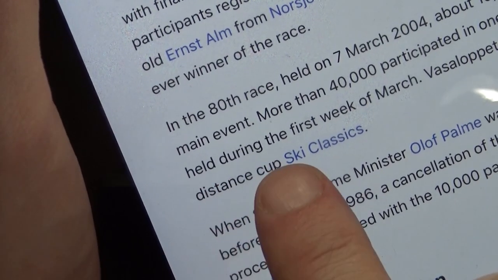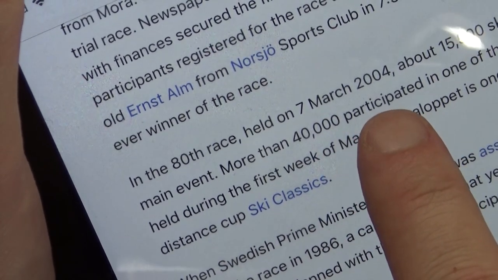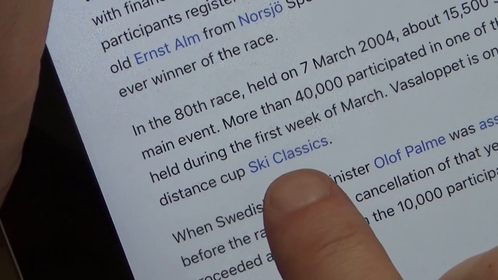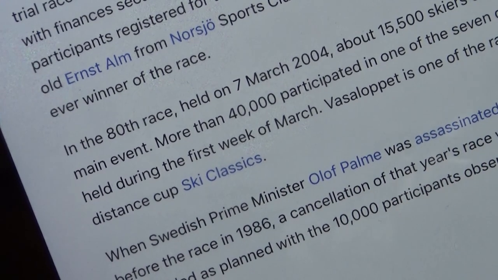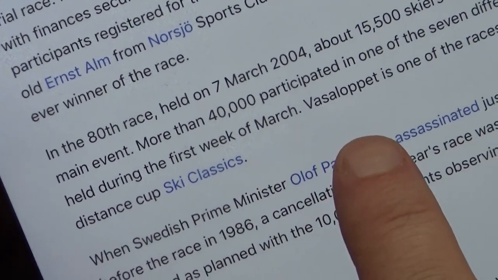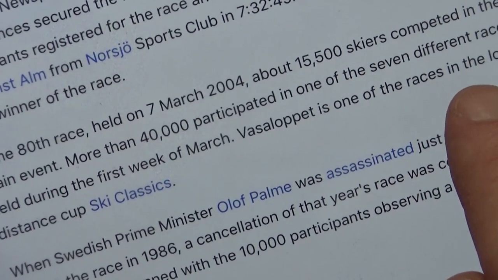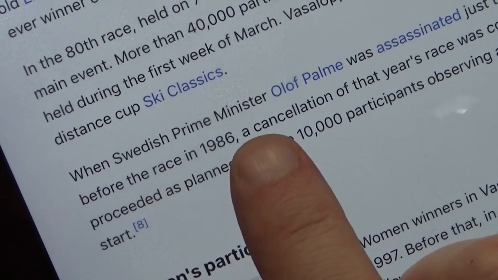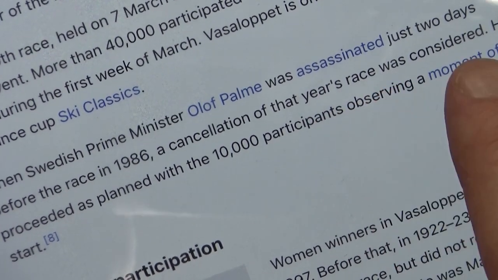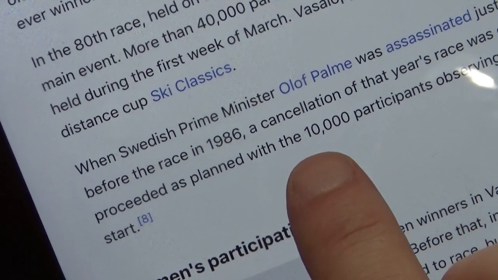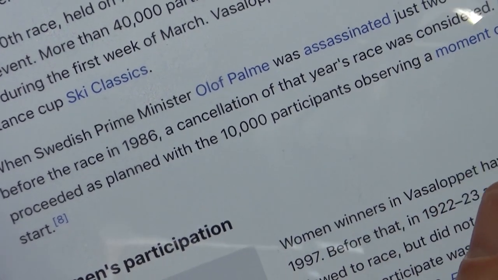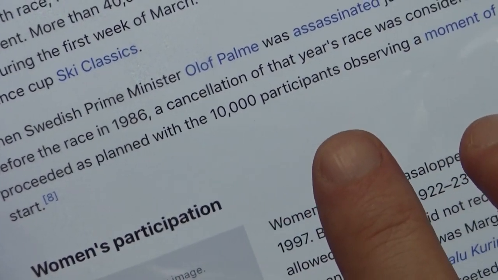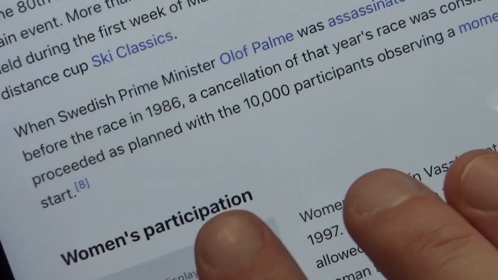In the 80th race held on 7th of March 2004, about 15,500 skiers competed in the main event. More than 40,000 participated in one of the 7 different races held during the first week of March. Vasaloppet is one of the races in the long distance cup Ski Classics. When Swedish Prime Minister Olof Palme was assassinated just 2 days before the race in 1986, a cancellation of that year's race was considered. However, the race proceeded as planned, with the 10,000 participants observing a moment of silence before the start.